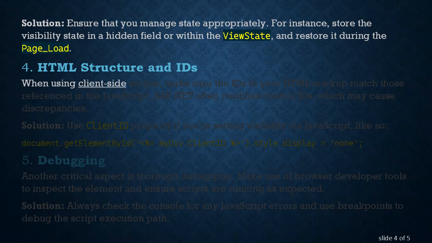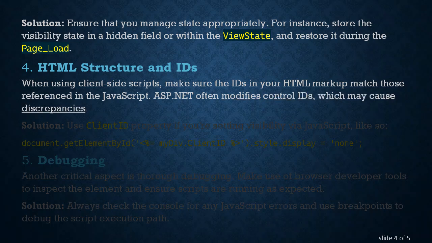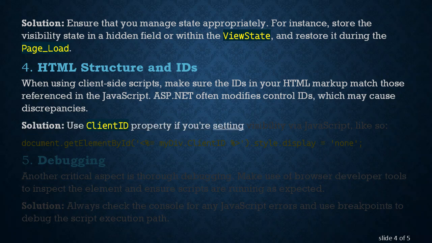4. HTML structure and IDs. When using client-side scripts, make sure the IDs in your HTML markup match those referenced in the JavaScript. ASP.NET often modifies control IDs, which may cause discrepancies. Solution: use the ClientID property if you're setting visibility via JavaScript, like so.